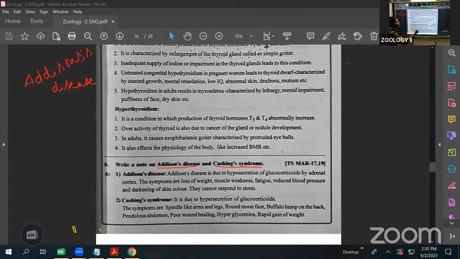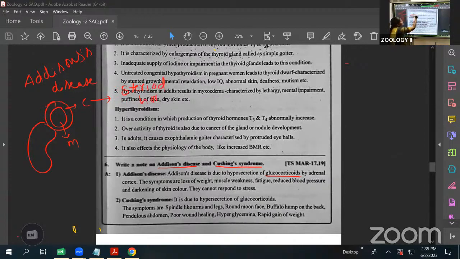Here, the adrenal cortex releases the glucocorticoids. Already I said the adrenal gland is above the kidney. This adrenal gland is divided into two regions. The outer is called the cortex, and the inner is called the medulla. The cortex region produces a number of steroid hormones. What are the steroid hormones?